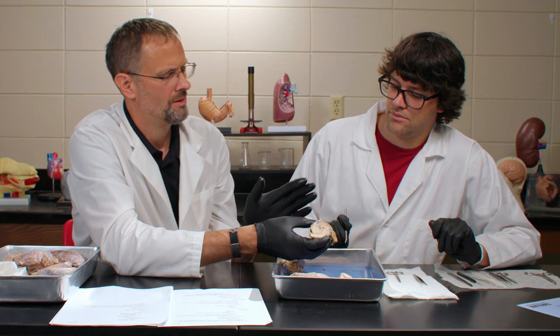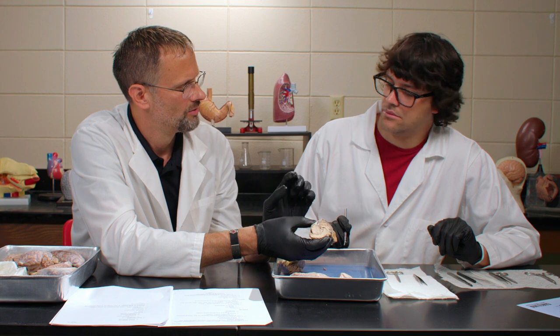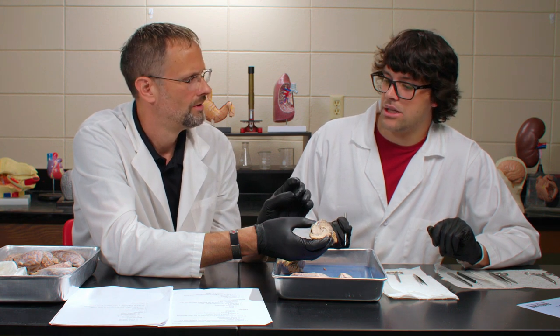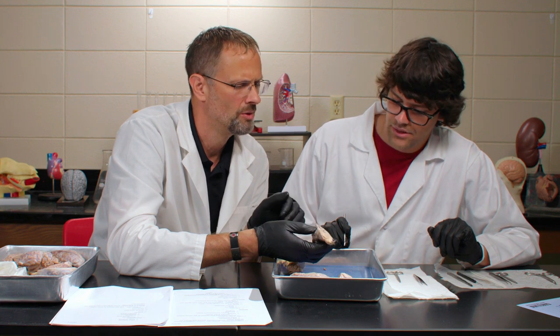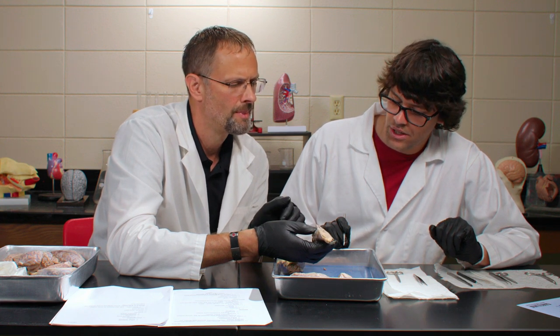Kind of wondering too, do we want to maybe do a cross section at some point? Maybe show that white and gray matter? Yeah, we can. Or anything else you want to identify here? I think that might be most. I think we got most of the structures that we had wanted to talk about.